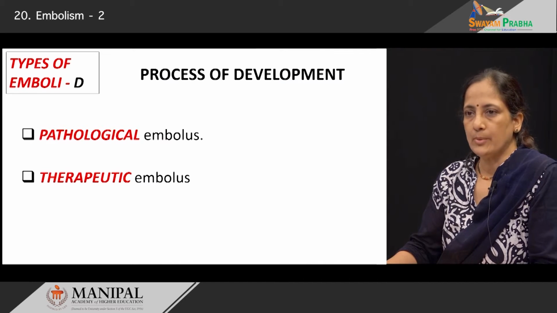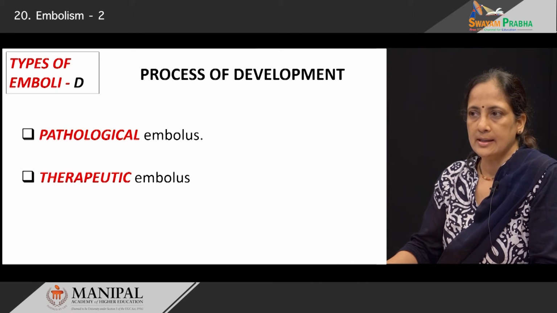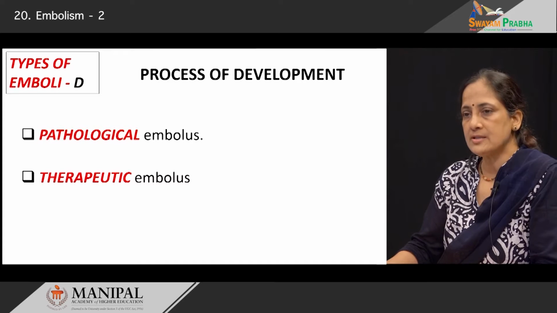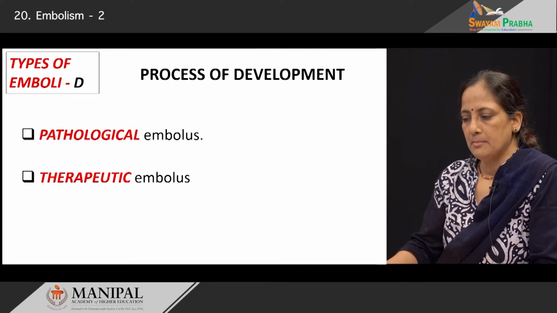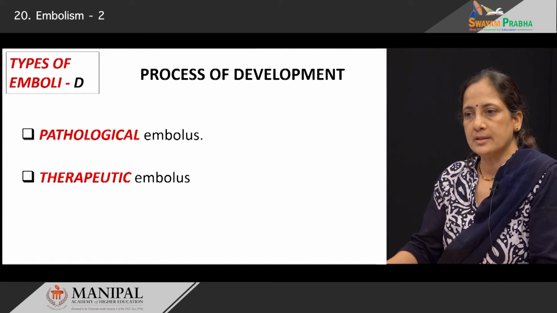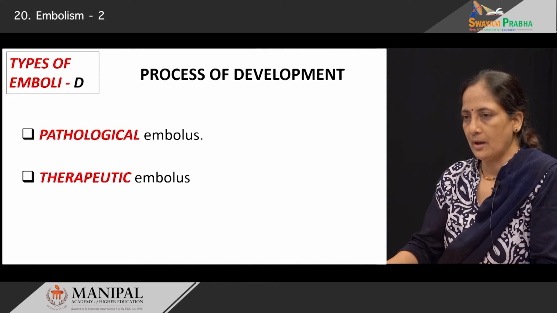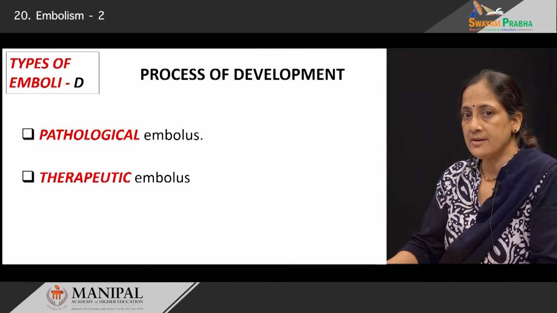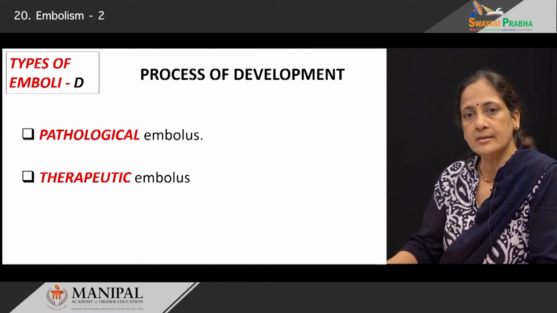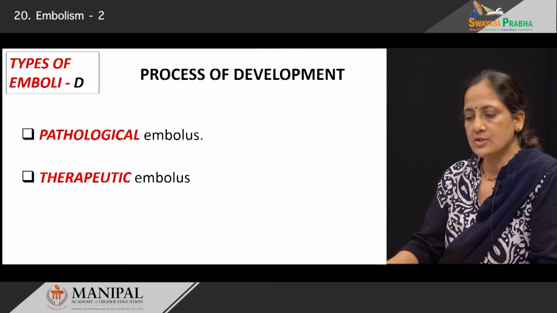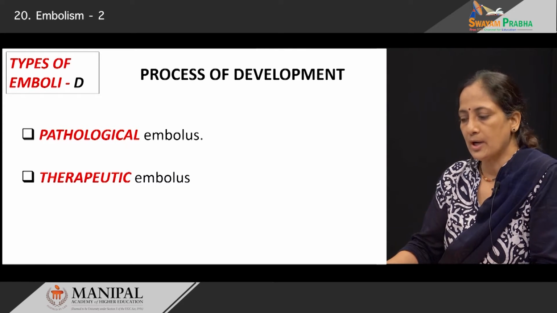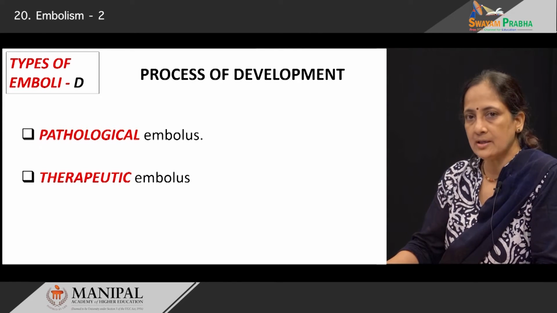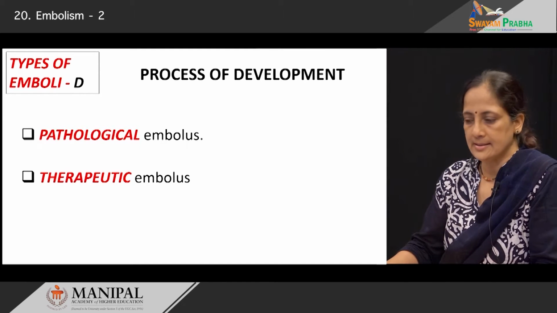The last and final way in which we can classify emboli depends on the process of their development. Most of the emboli we described earlier were pathological emboli. However, in the clinical scenario, sometimes the clinician induces an embolus to control the growth of a tumor, or sometimes intractable bleeding in the GI tract. This is called therapeutic embolization as compared to the pathological emboli we looked at earlier.